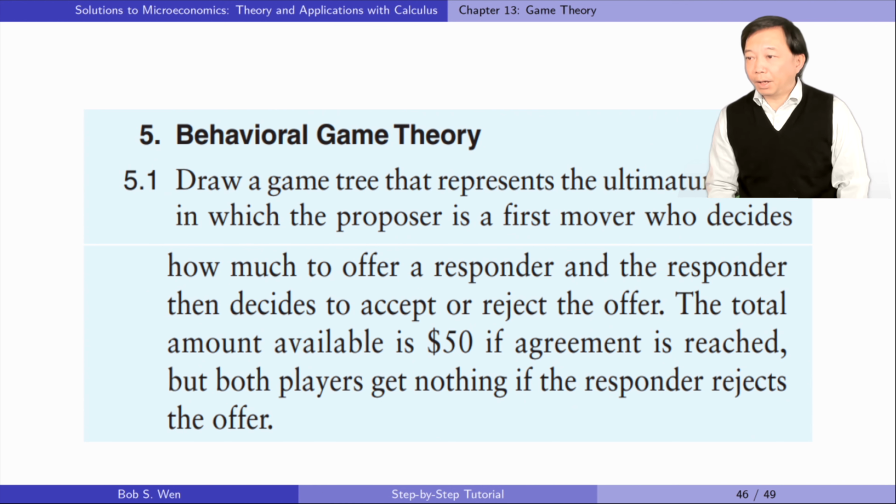Let's jump to the behavioral game theory. Here's exercise 5.1. Draw a game tree that represents the ultimatum game in which the proposer is a first mover who decides how much to offer a responder, and the responder then decides to accept or reject the offer. The total amount available is $50 if agreement is reached. But both players get nothing if the responder rejects the offer.